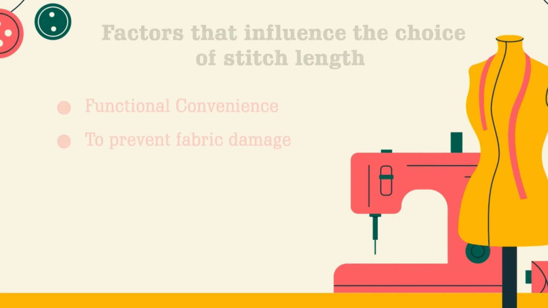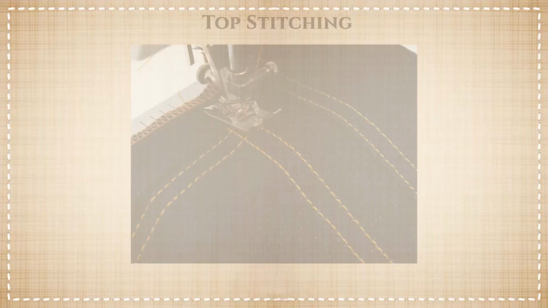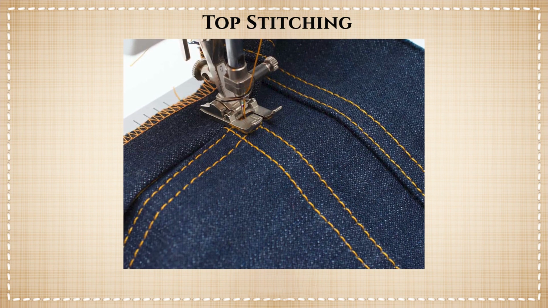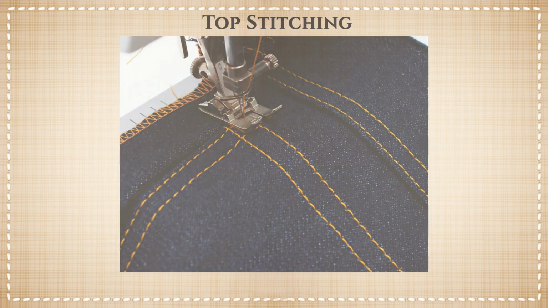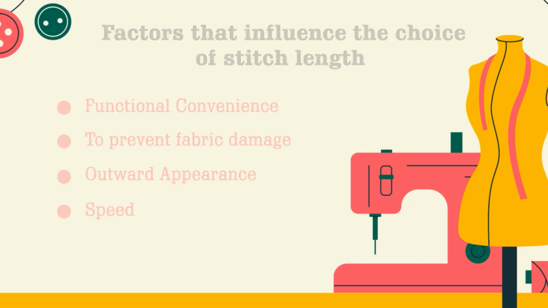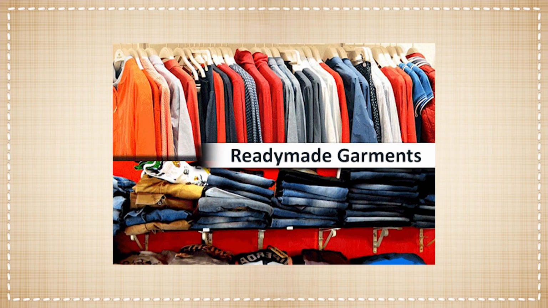The next factor is that of outward appearance. For example, in the case of top stitching, we use a longer stitch length as it results in a neater and more professional look. Then speed also is an important factor. The ready-made garment industry also uses longer stitch lengths to reduce the stitching time. It needs to be done optimally so that the seam quality does not suffer.